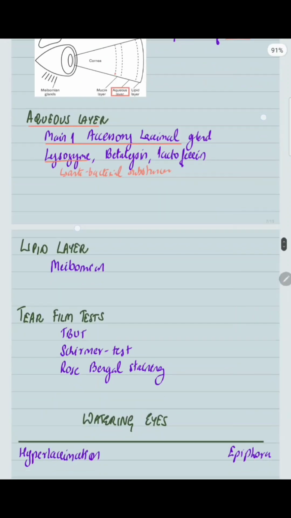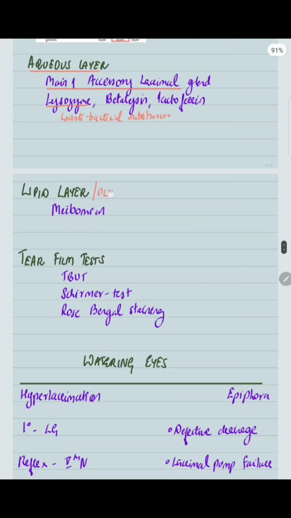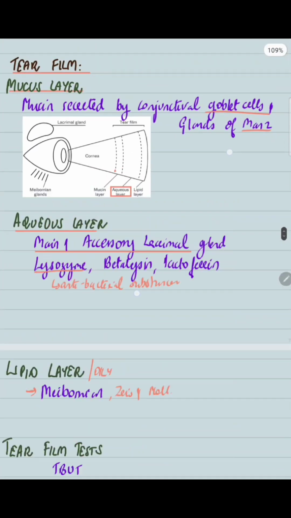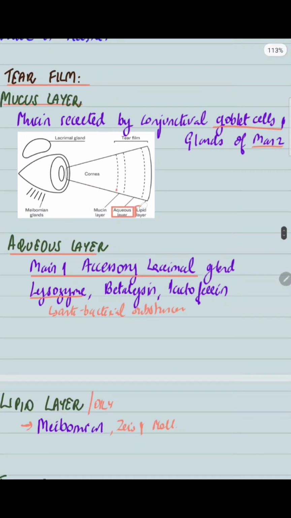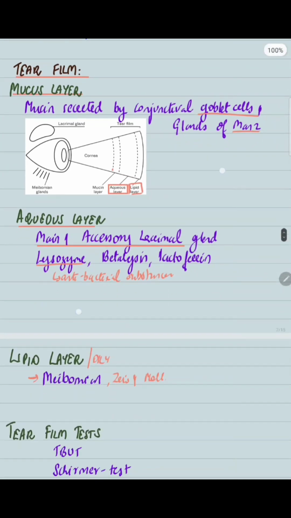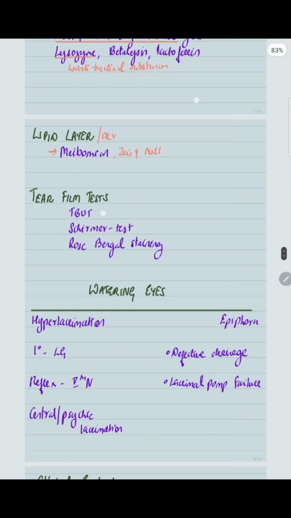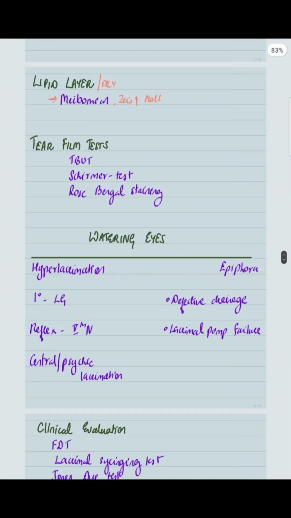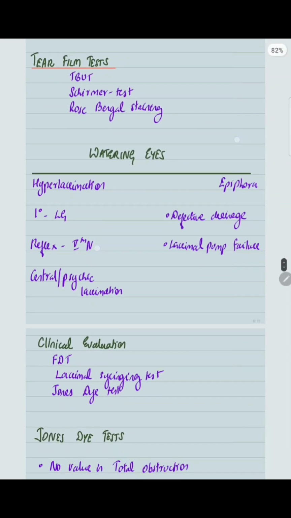Now coming next is the lipid layer, or the oily layer. It is formed by secretions of the meibomian glands, glands of Zeis and Moll. It prevents the overflow of tears, retards evaporation and lubricates the eye. Next, tear film tests include tear breakup time, Schirmer's test and the Rose Bengal staining test. These are the tests for the tear film.